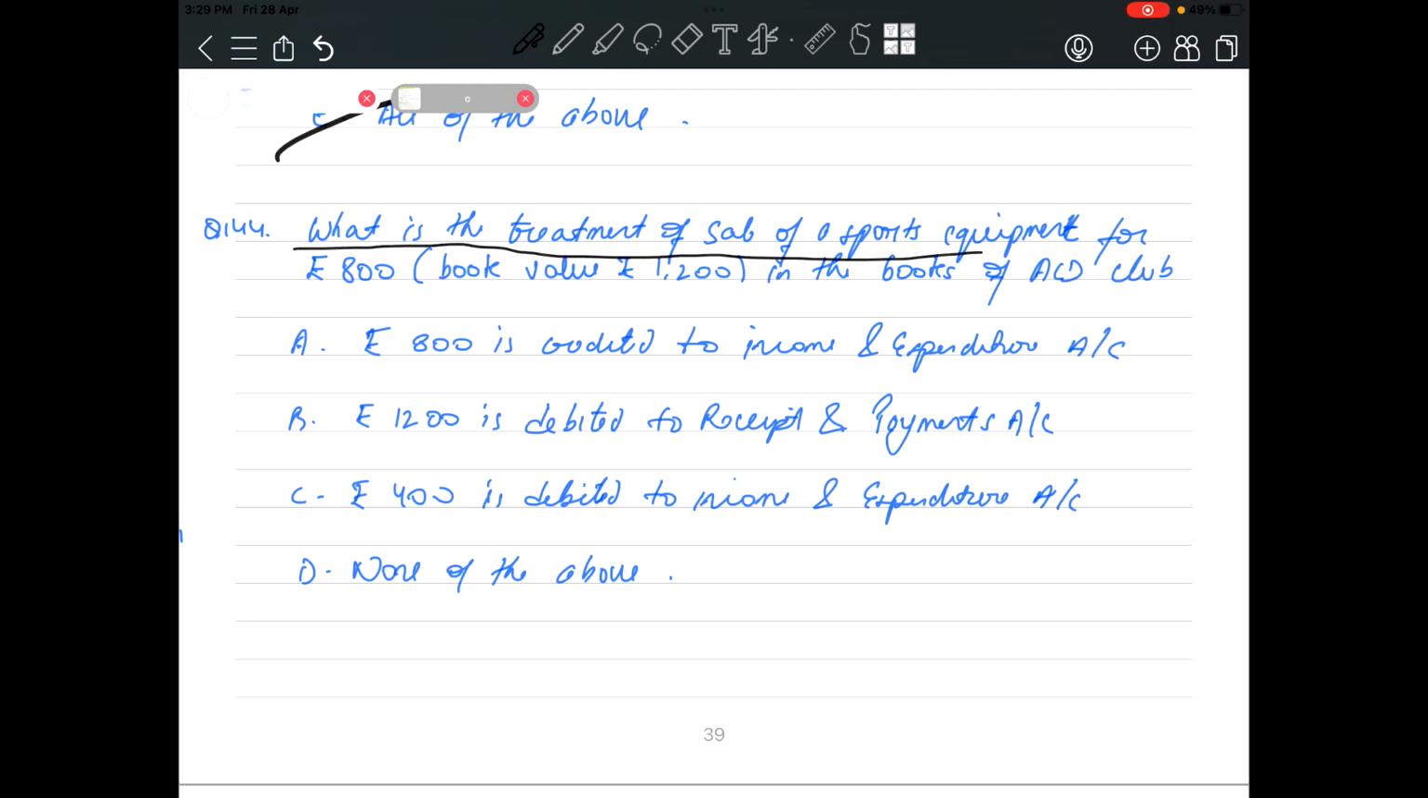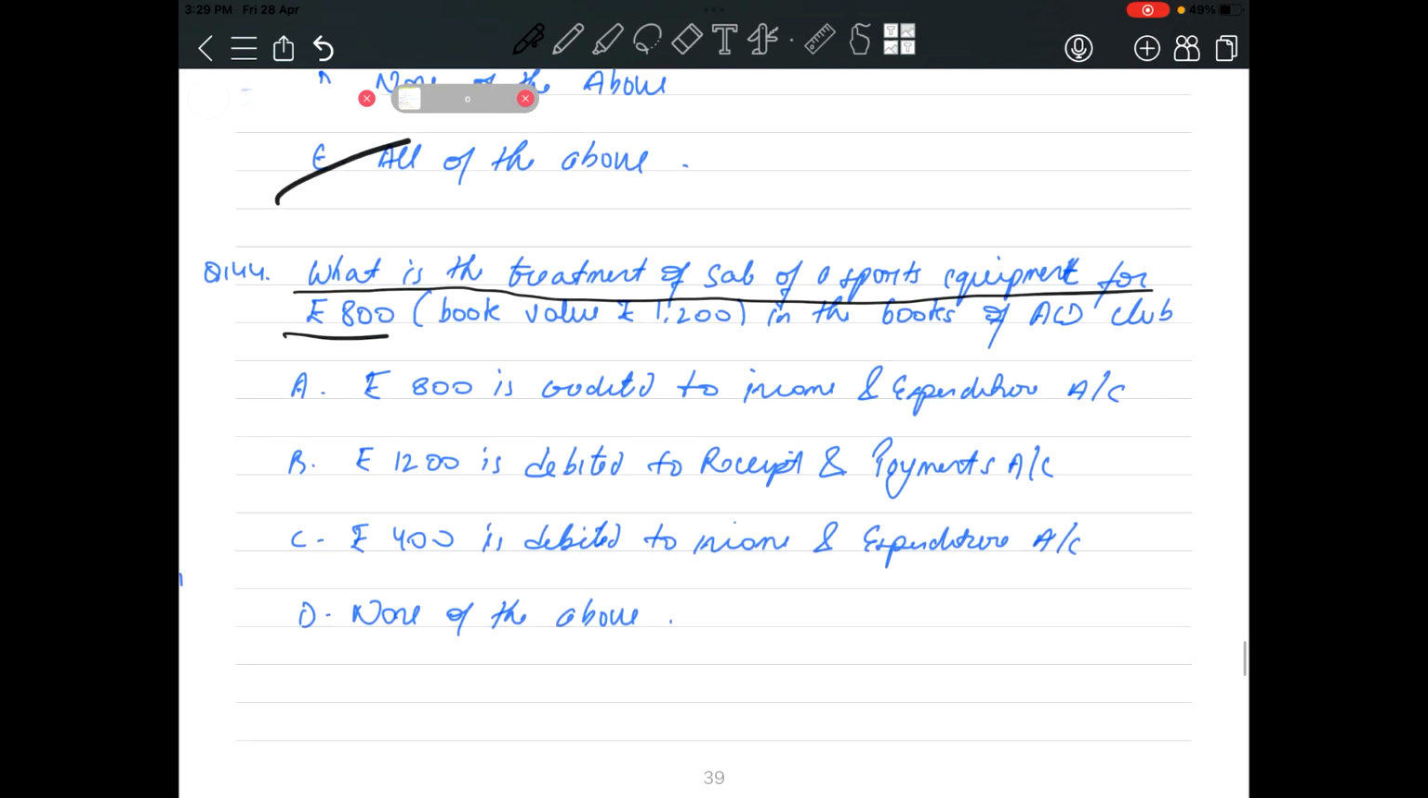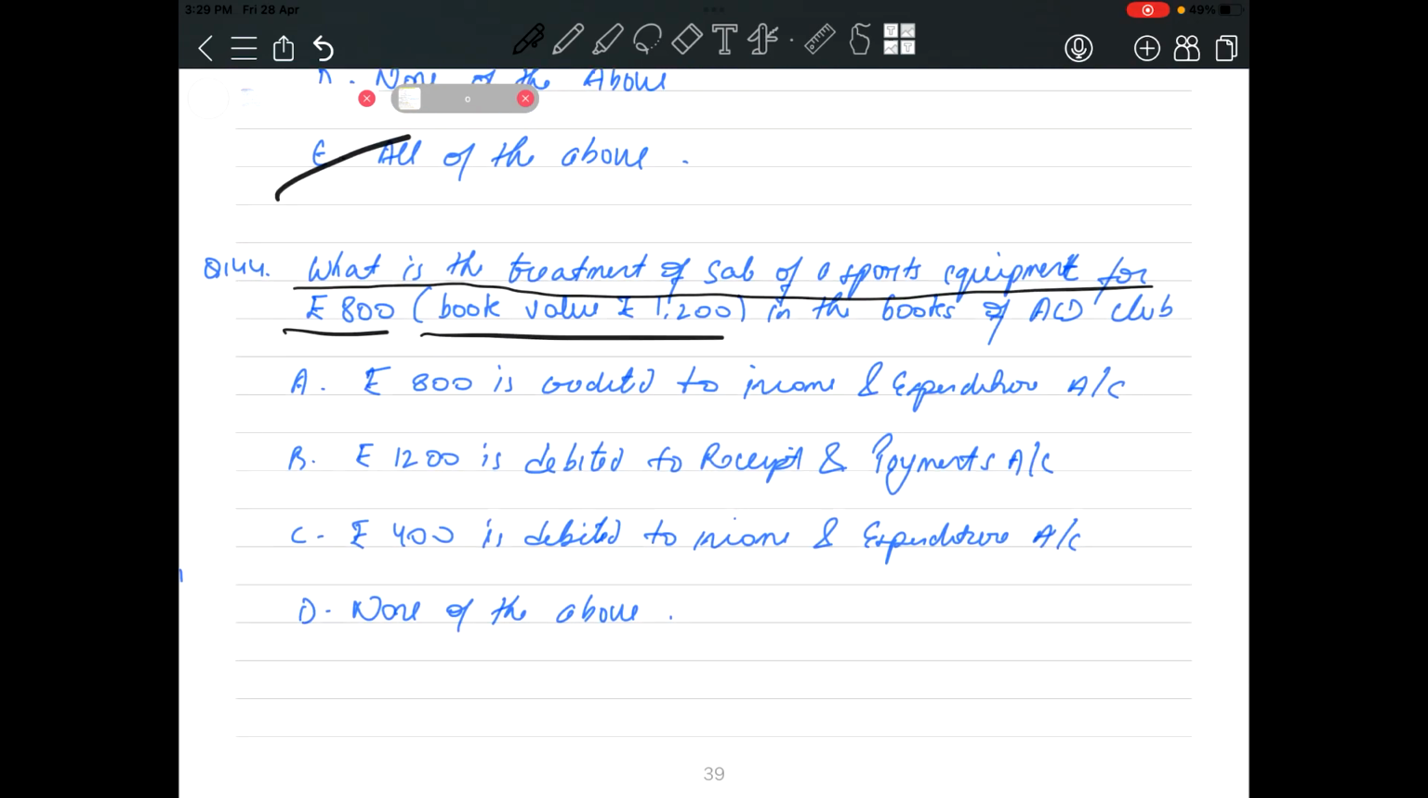What is the treatment of sale of sports equipment for rupees 800? We have sold it for 800. Sorry, the book value was 1,200 in the books of ABCD Limited. Okay, now what is the question saying? What is the treatment of sale of sports equipment for 800 rupees? We have sold sports equipment for 800 rupees, but the book value was 1,200.